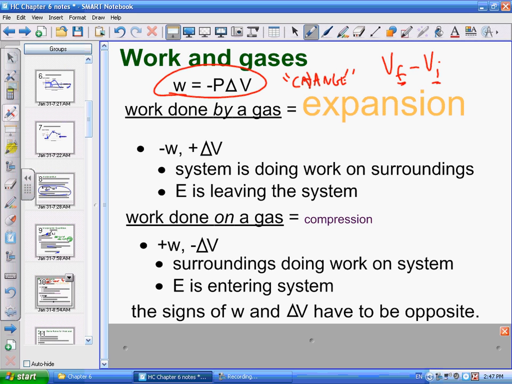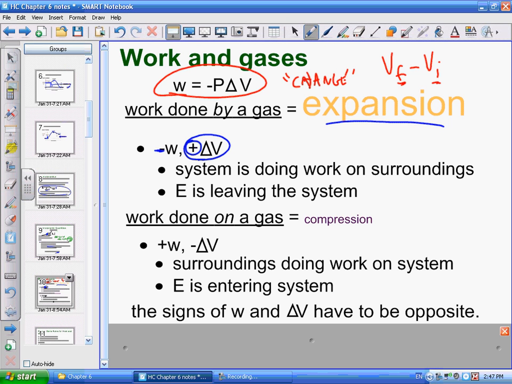All right, so if we have work being done by a gas, it means the gas is going to be pushing on its surroundings. So the system is going to be doing work here. Work will be leaving the system to push on the surroundings. Therefore, I have expansion of the gases. So work is leaving, so I'm going to have a negative symbol. And you'll notice if the gas is expanding, it's getting bigger. It's getting more in volume. So therefore, I have a positive delta V.